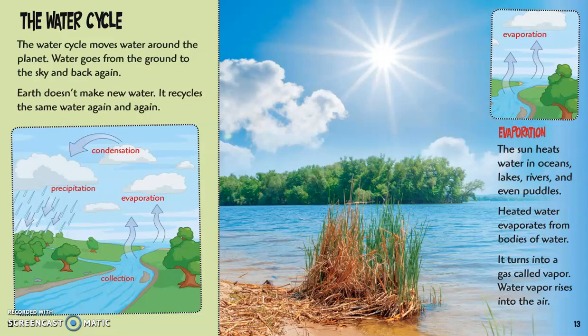Evaporation. The sun heats water in oceans, lakes, rivers, and even puddles. Heated water evaporates from bodies of water. It turns into a gas called vapor. Water vapor rises into the air.